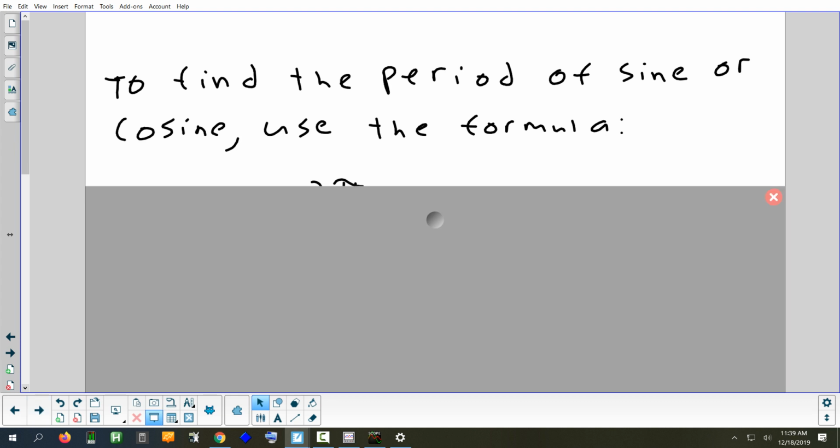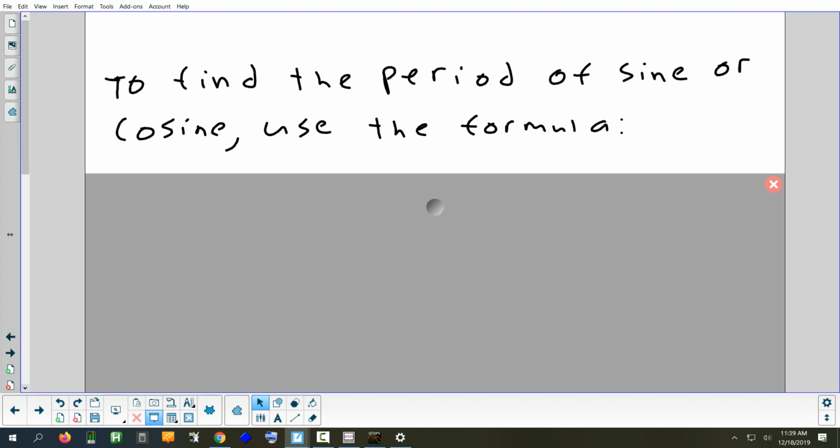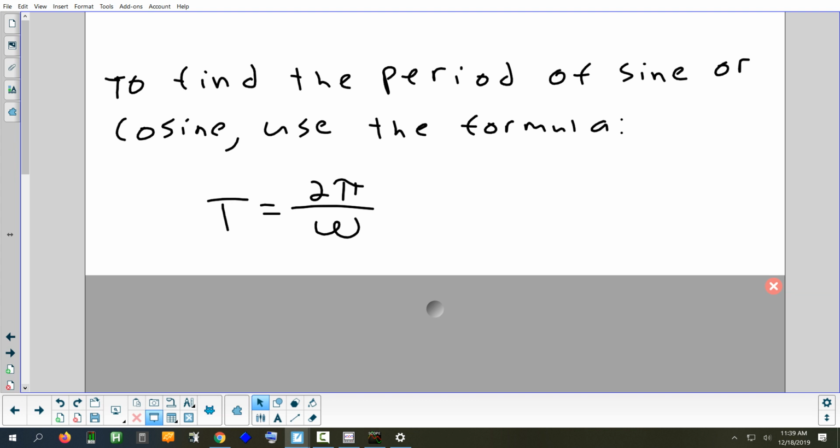All right, so just like we did with amplitude change, I'm going to ask you guys a question. I'm going to give you an equation. You're not going to have to graph it right away. I'm just going to ask you, what is the period?